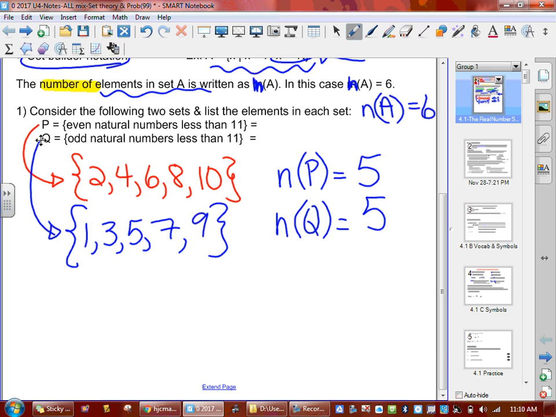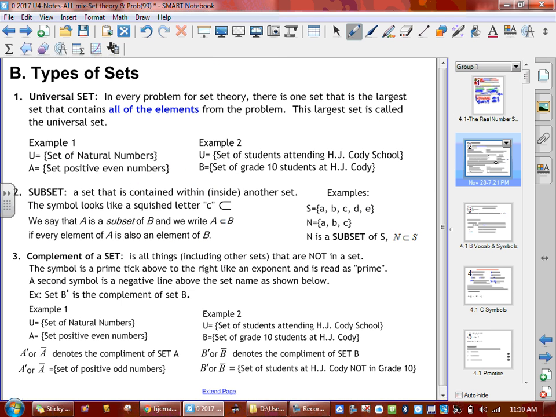Let's take a look at the next one. Now we're going to talk about different types of sets. The universal set: in every problem for set theory, there's one set that is the largest set that contains all the elements of the problem. That set is called the universal set. It is the biggest set that includes everything. If I were talking about our school, the universal set would be H.J. Cody School.